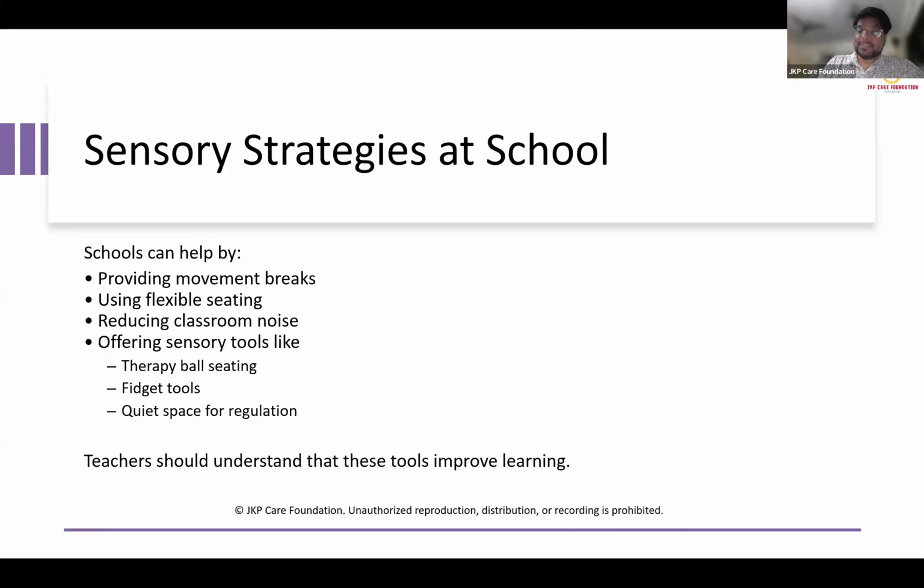Sensory strategies at school. If we have teachers here, you can use sensory strategies at school, like providing movement breaks. If the child is a sensory seeker and has been sitting for a long duration, you need to provide movement breaks. Tell them to get up, jump 10 times, sit down. Get up, bring this book, or touch there and come back. Short breaks, like after 10 or 15 minutes, and the child comes back regulated again.